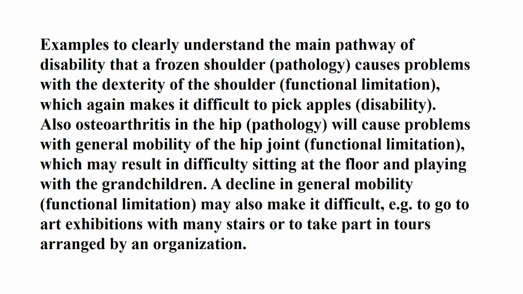Osteoarthritis causes problems with the dexterity of the shoulder, which represents here a functional limitation, which again makes it difficult to pick apples. Here is the disability. Also, another example is osteoarthritis in the hip, which will cause problems with general mobility of the hip joint, which may result in difficulty sitting on the floor and playing with the grandchildren. A decline in general mobility may also make it difficult, for example, to go to art exhibitions with many stairs or to take part in tours arranged by an organization.